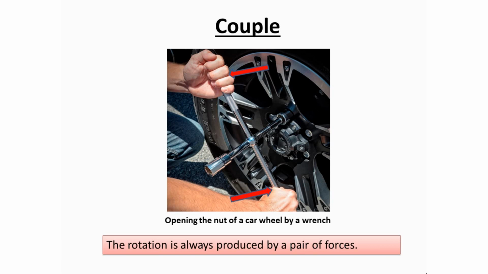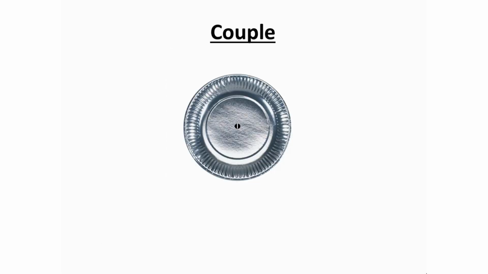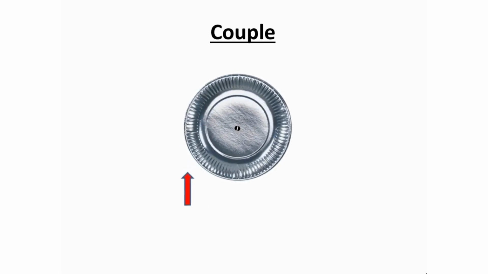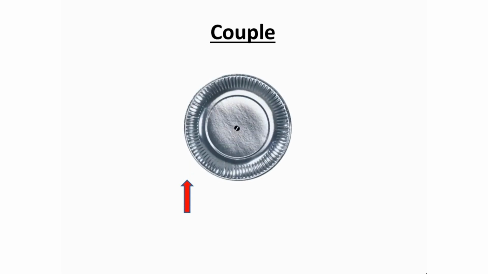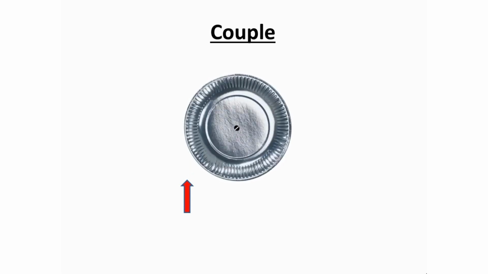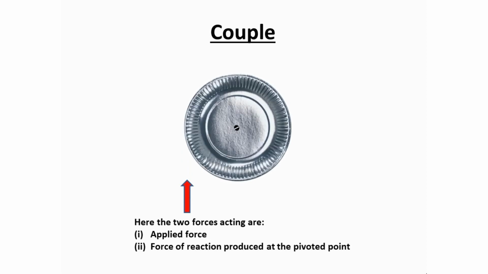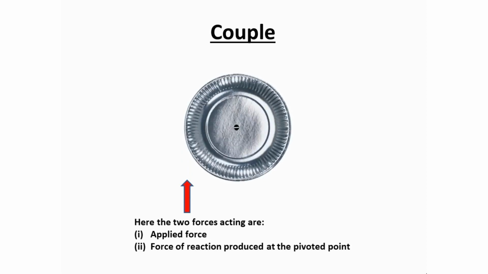Now you will ask me about the example shown in part 1 video of force, where a plate or disc is pivoted at one point and only one force is applied to rotate it. So children, let me clear. Here also two forces are acting. First, the applied force, and second, the force of reaction produced at the pivoted point.